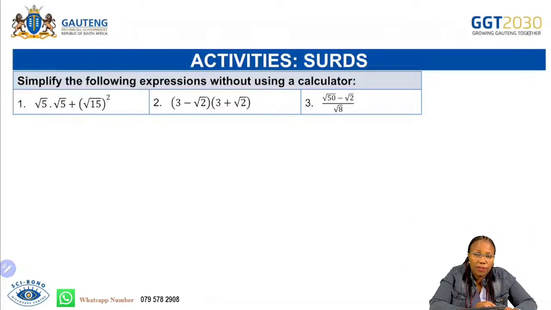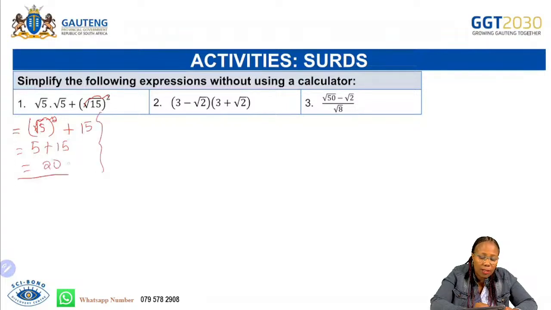Okay, grade 12, let's see. The first one is saying square root 5 times square root 5 is the same as square root 5 squared, 2 of them, right? Plus the square root of 15 squared, the 2 will cancel the root sign, you are left with 15. Same applies, the 2 will cancel the root sign, you are left with 5 plus 15, of which this will be 20. Done, that is your answer.